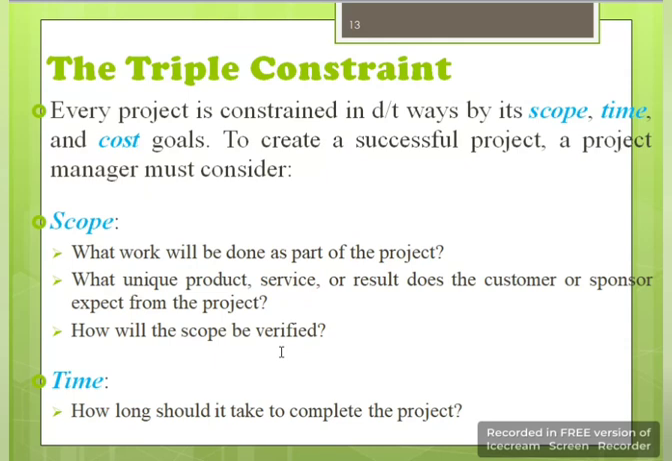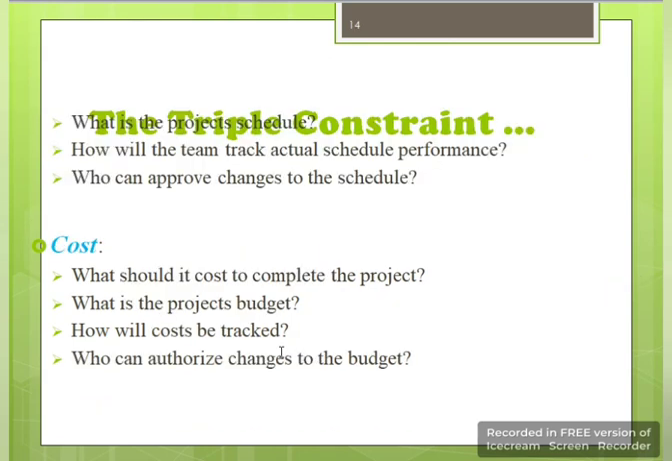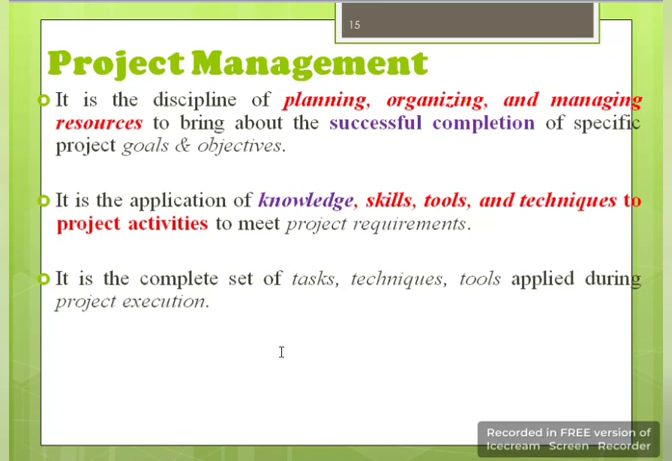2. Time. How long should it take to complete the project? What is the project schedule? How will the team track actual schedule performance? Who can approve changes to the schedule? 3. Cost. What should it cost to complete the project? What is the project's budget? How will cost be tracked? Who can authorize changes to the budget?